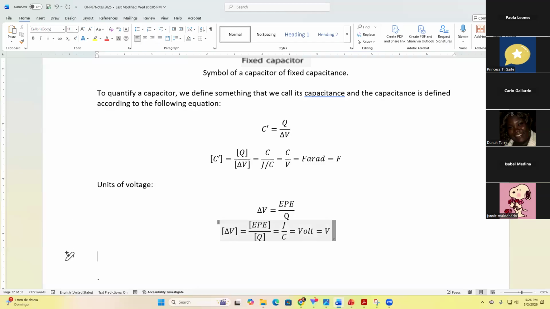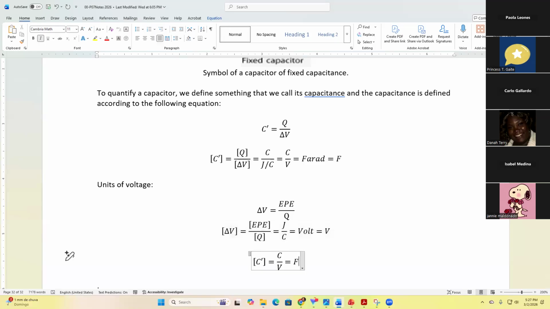And the unit of capacitance, let's put capacitance here with C prime, is the coulomb divided by the unit of voltage. This unit shows up so frequently that we call it the farad, abbreviated by the letter F.